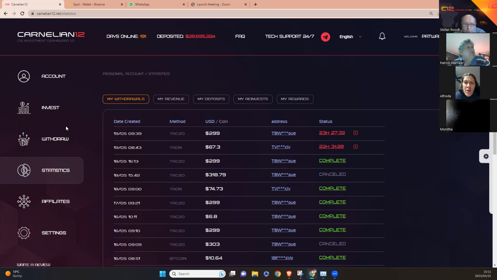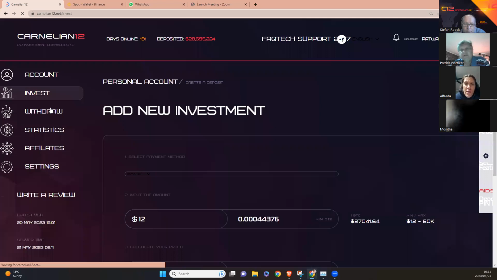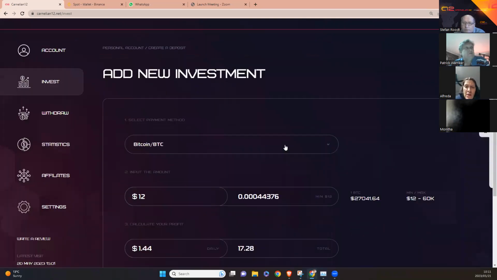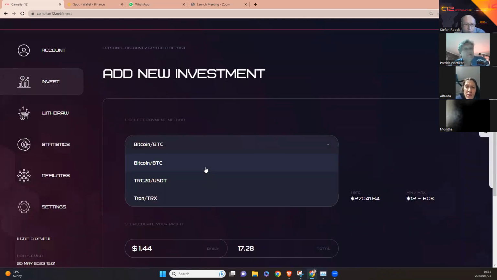So if I want to invest money into my Carnelian, like I said, you need your own wallet that the money is already in. In Carnelian, because there are 3 different coins, you have to select the right coin. This is where people are making the mistake. This is where people are getting confused. Remember, I said to you, Bitcoin is BTC, TRC20 is USDT, and Tron is TRX. Make sure you select the right one.